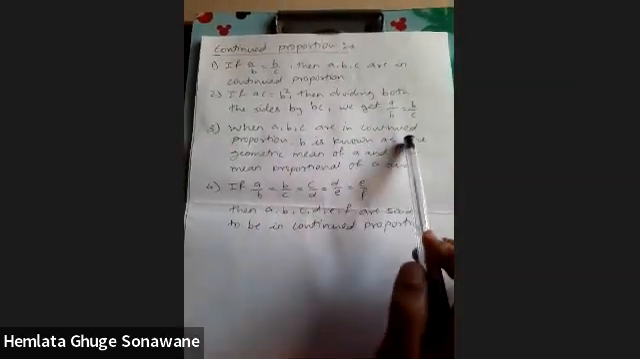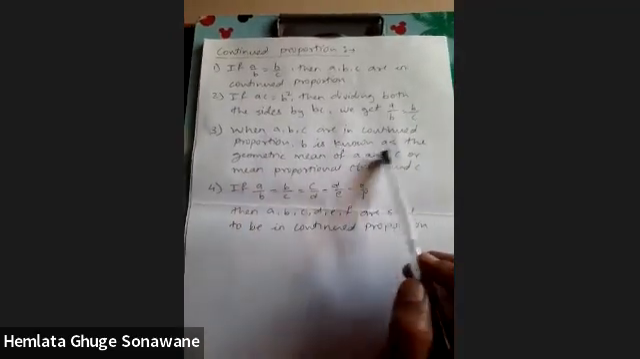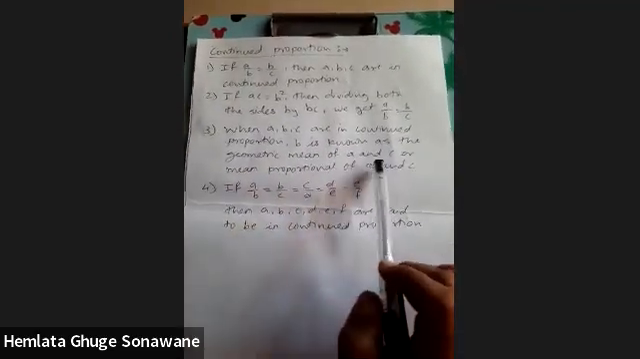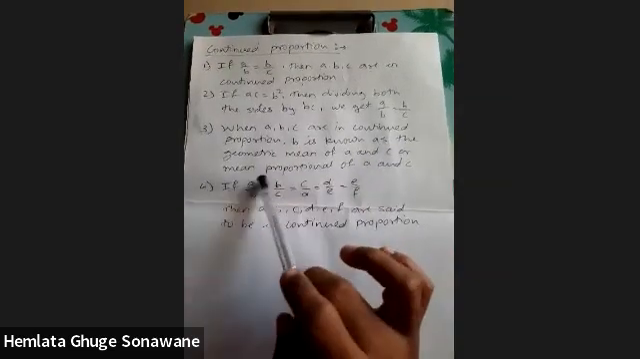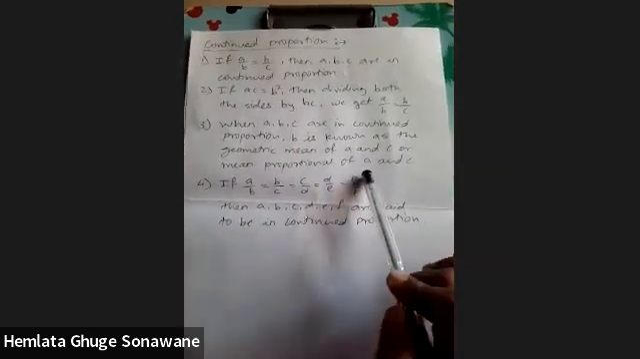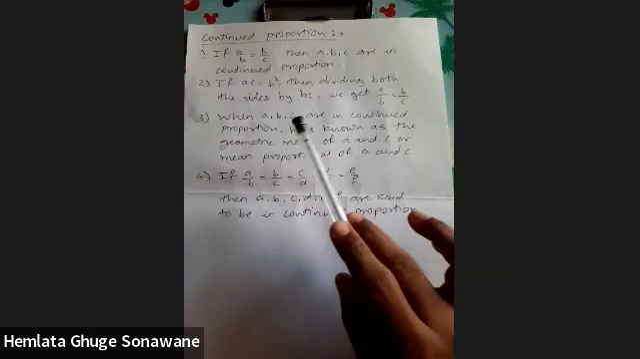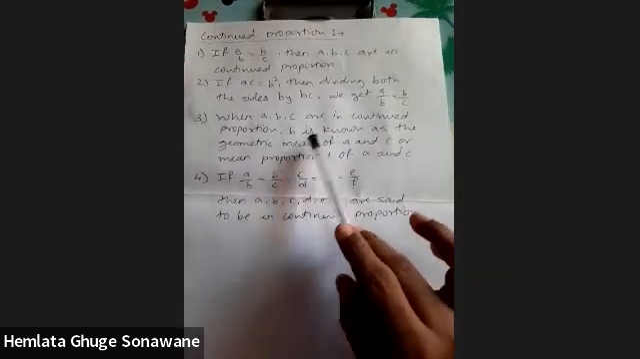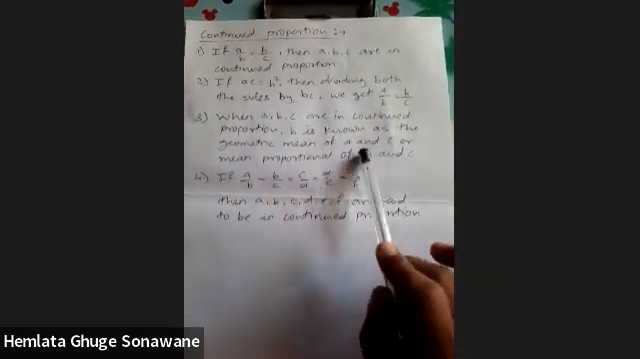When A, B, C are in continuous proportion, B is known as the geometric mean of A and C, or mean proportional of A and C.